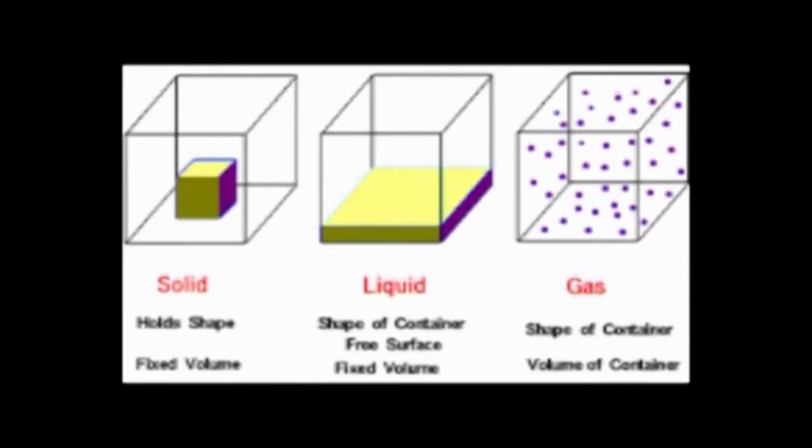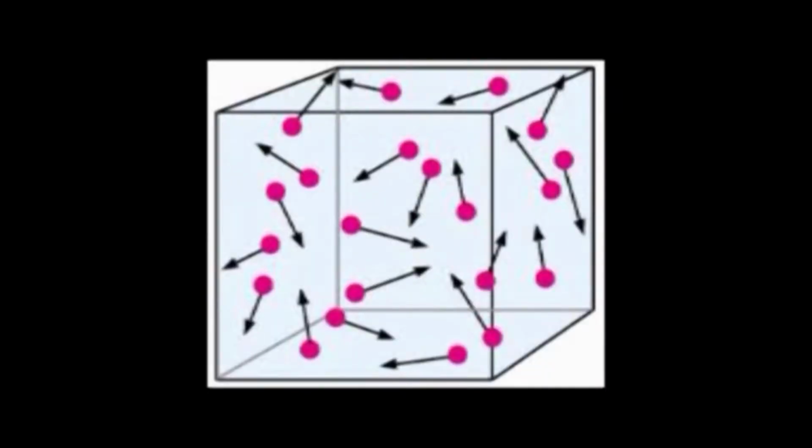Hello students. In the last lesson, you learned the assumptions of kinetic theory and used them to explain the states of matter, that is, solid, liquid, and the gaseous states. In this lesson, we shall use kinetic theory to explain some common phenomena like boiling and evaporation of liquids.